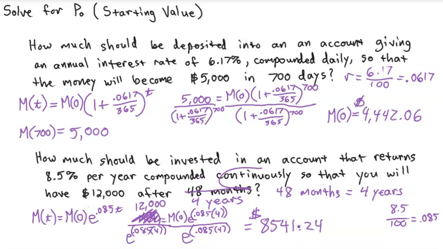All right, so basically all you do to solve for P is you just divide the ending value by the exponential part of the expression, and it gives you the beginning value.